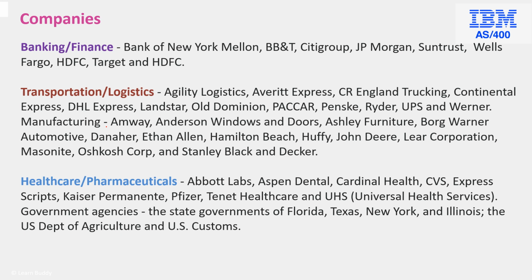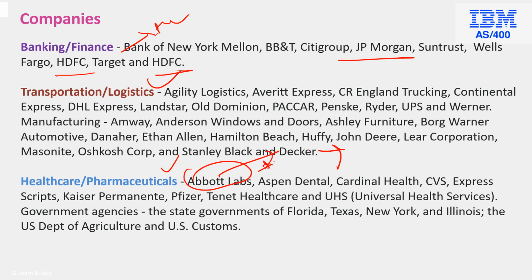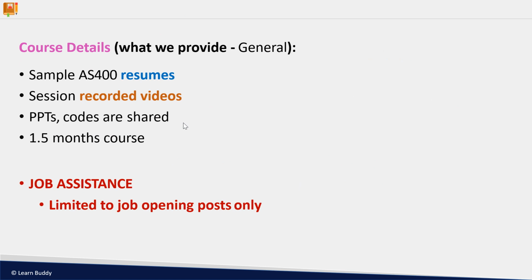The companies are in banking and finance. Going section wise, in banking and finance there are HDFC, Wells Fargo and JP Morgan, which are still using the AS400. There are logistics companies still using the AS400, and healthcare companies too, like Abbott Labs, a medical company that makes tablets. They are using the AS400, along with Cardinal Health USA and some companies like UHS.